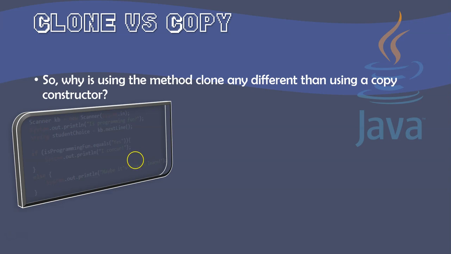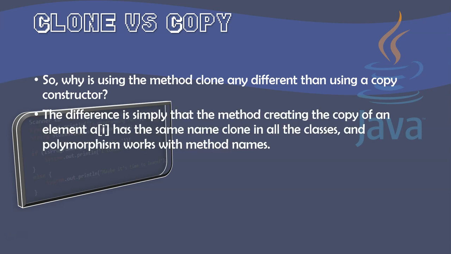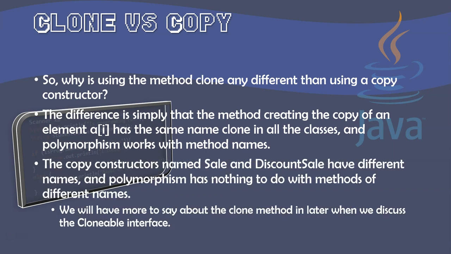So when we examine this, why is the method clone any different than using a copy constructor? They look like they're effectively doing the same thing. Well, the difference is simply that the method creating a copy of an element, A of I, has the same name, clone, in all the classes, and polymorphism works with method names. The copy constructors named sale and discount sale have different method names, and polymorphism has nothing to do with methods of different names. As soon as you have a different named method, it's not polymorphism. It's not going to have the same effect because you're not branching from that same method. That's why the clone method works: it's the same method name doing the same or similar things within the variations.